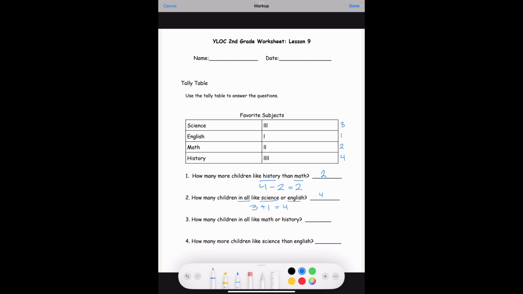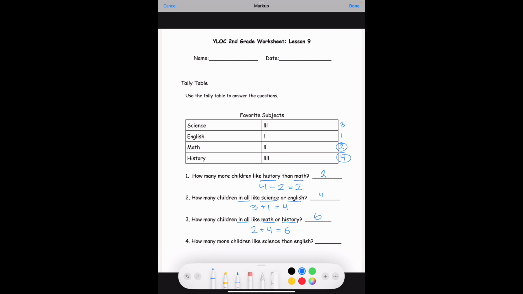Number 3, how many children in all like math or history? Now we're going to add up how many people voted for math and history. So right here we have 2 and 4, and 2 plus 4 equals 6. So 6 people in all like math or history.